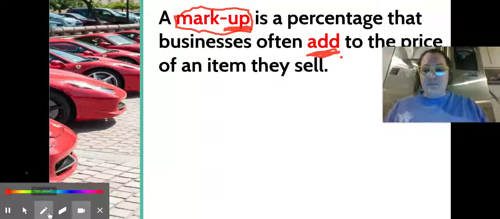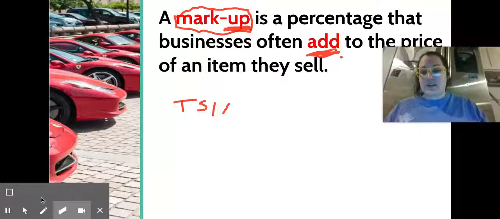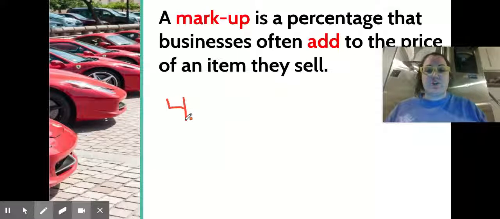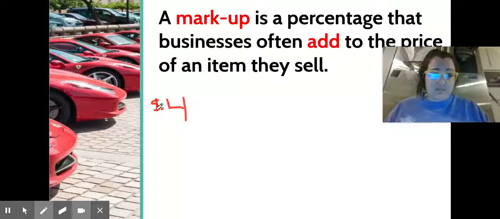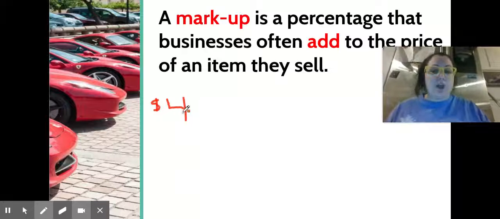Okay. The way I explain it to my Accelerate kiddos, and the way I'll explain it to you guys, is this. Let's say you own a t-shirt store, right? At your t-shirt store, you're going out and buying t-shirts to sell, and you purchase a t-shirt for $4. Are you going to sell that t-shirt for $4? No, you're not. Why would you not sell it for $4?